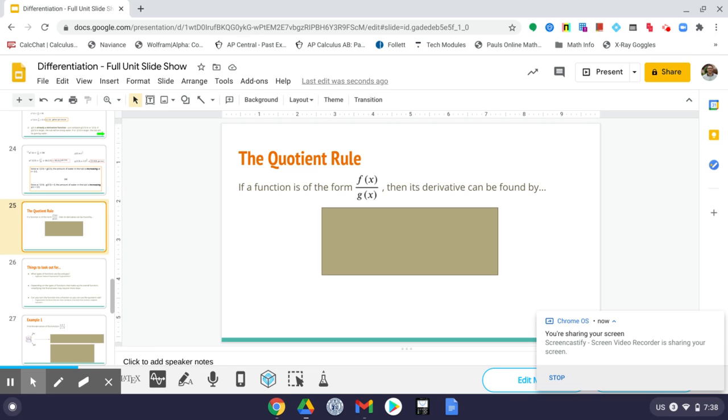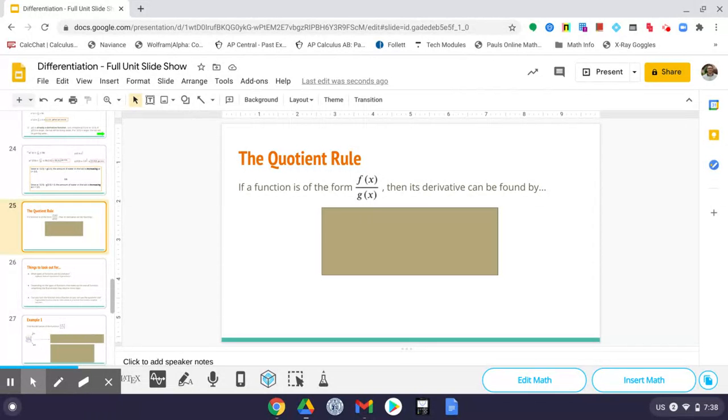Hey guys, welcome back. Building off of yesterday's lesson where we learned the product rule, which is the derivative of two functions that are multiplied together, today we're going to learn about the quotient rule, which is two functions that are divided by one another. So we are going to not only discover what the quotient rule actually is, this is something that you'll have to know and remember moving forward.